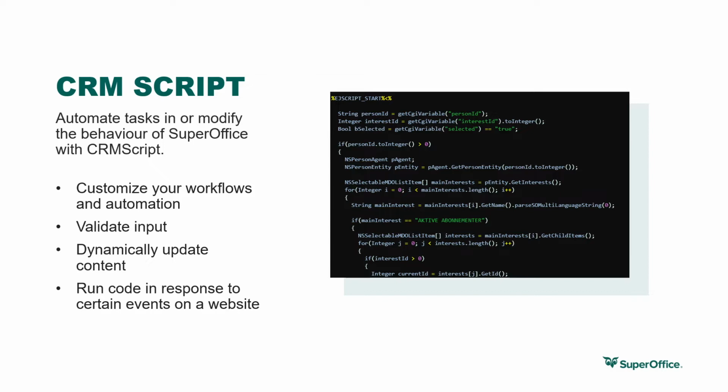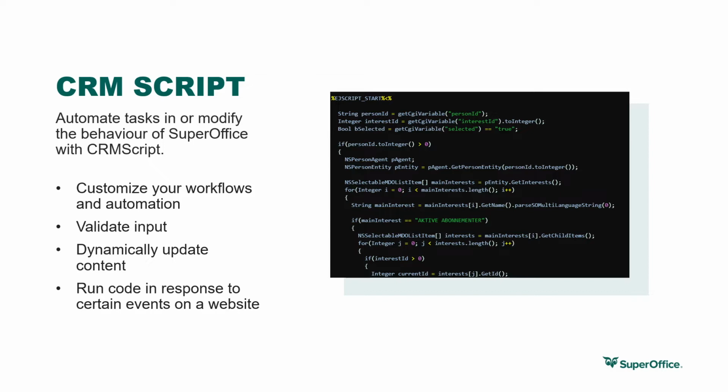We can validate input. If you want to make sure users enter correct data, even in user-defined fields, or to block save if essential fields haven't been filled out, like for example, do not save company if VAT number is missing. CRM Script lets you intercept, parse, and take action to reduce errors and improve data quality.